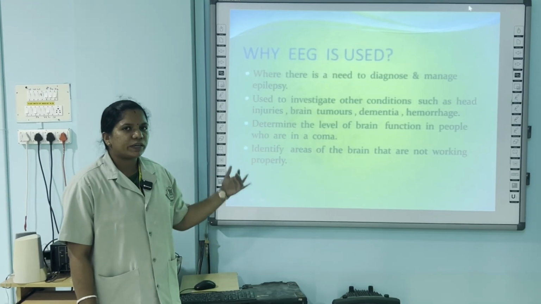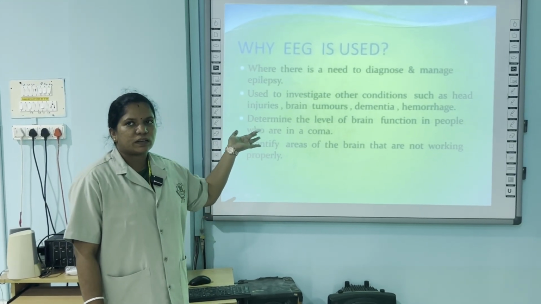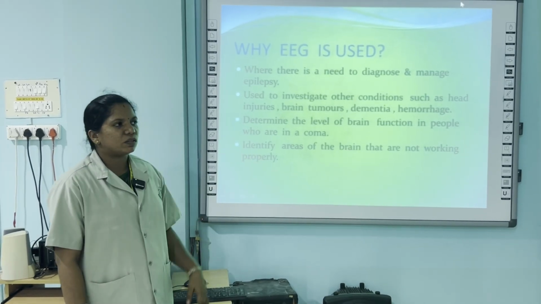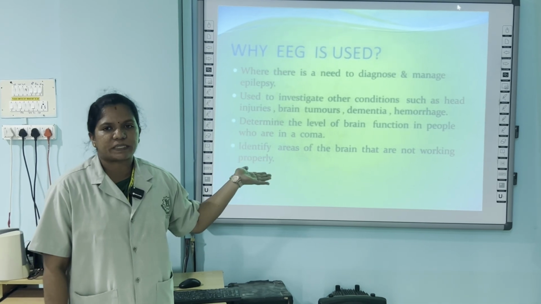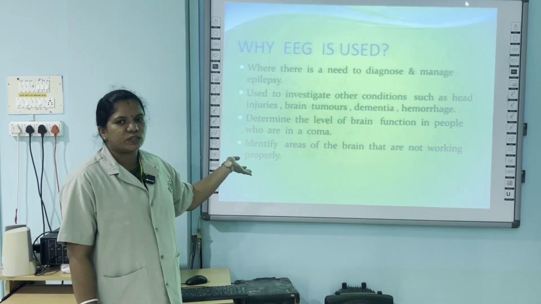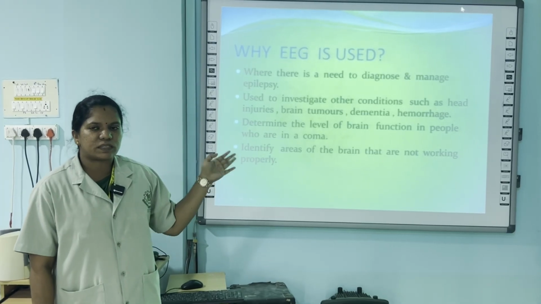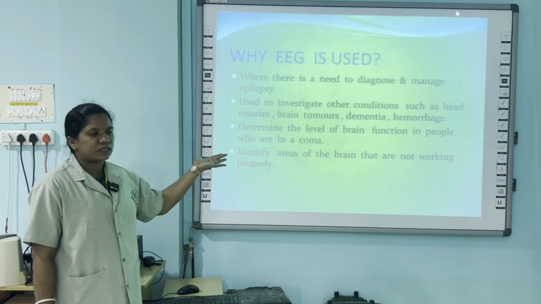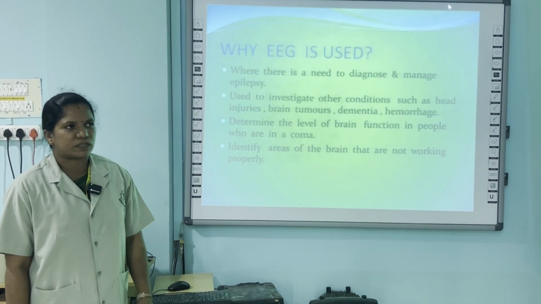Okay. Why are we using EEG measurement? It is used for measuring the level of brain activity in a human being. The first point is that it is used for detecting epilepsy, and it is commonly used in coma patients, and if the brain is injured, EEG measurement is used, and in cases of brain tumors, dementia and hemorrhage, EEG should be measured.